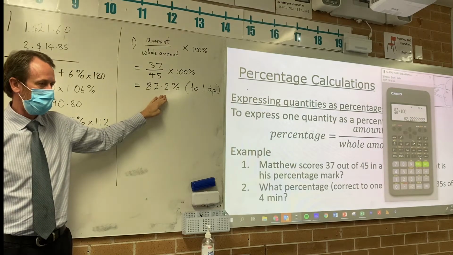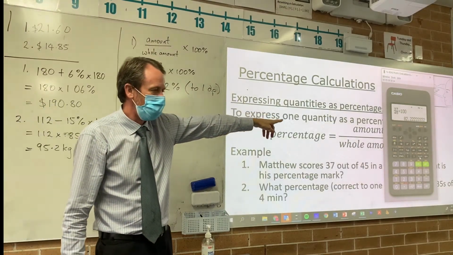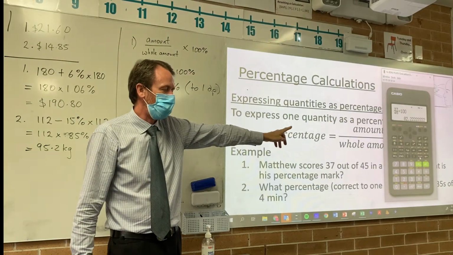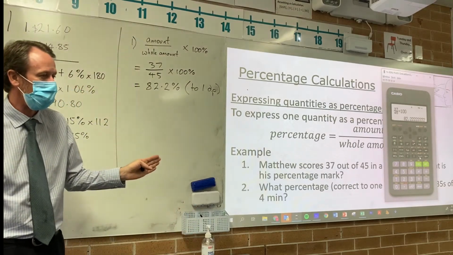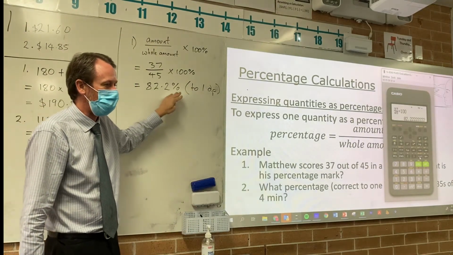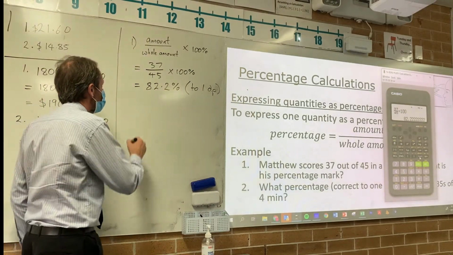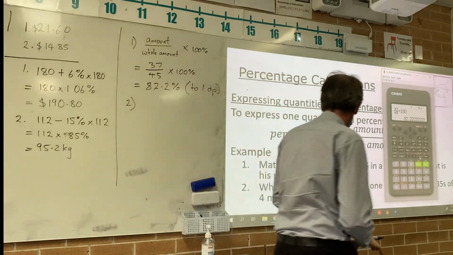Can't you do that, the little dot there? Well, I don't know 100% for sure that it will repeat forever. All the calculator is showing me is that number of decimal places. So I'd much rather just say that it's to one decimal place. Then I'm showing I'm just rounding off.